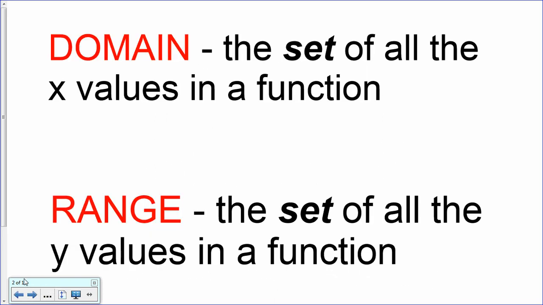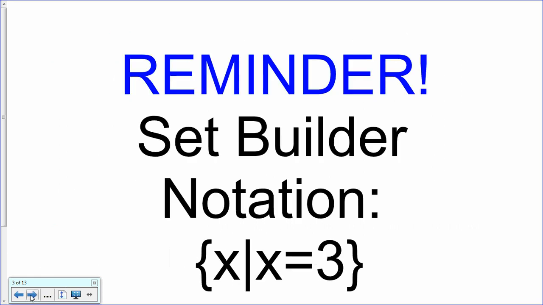Domain is the set, notice how set is bold and italicized, of all the x values in a function, and range is the set of all the y values in a function. Okay, the way you can remember it is x comes before y, d comes before r. So domain, first letters, second letters, fun stuff like that.